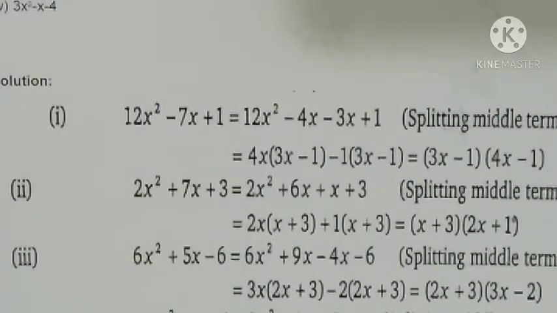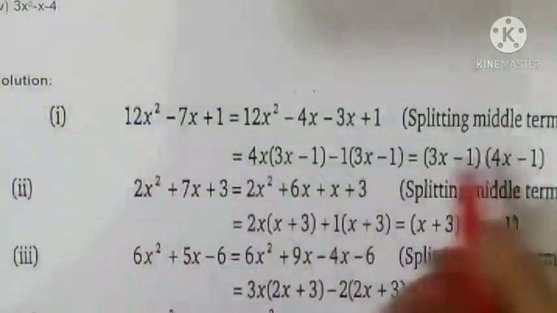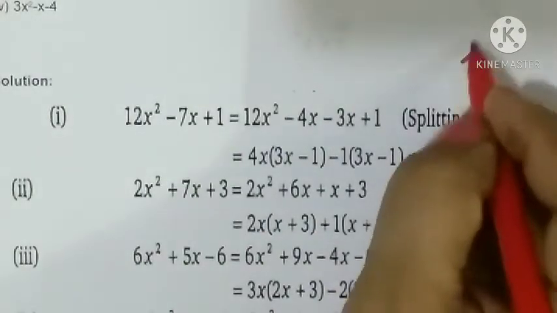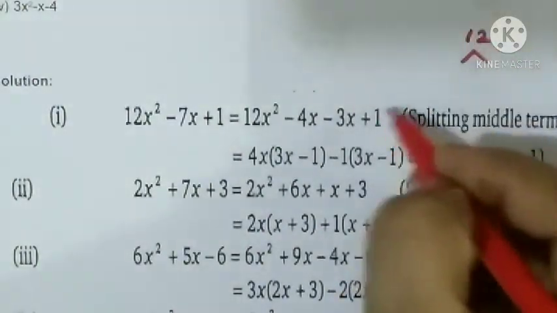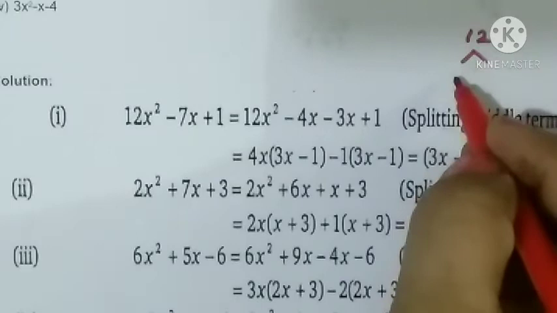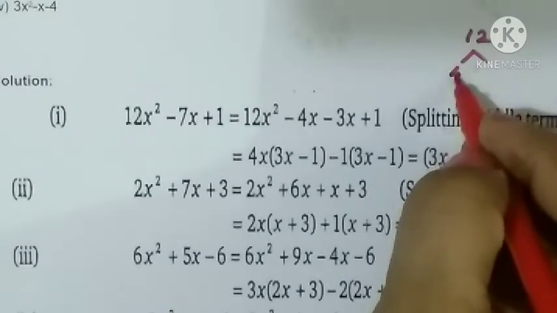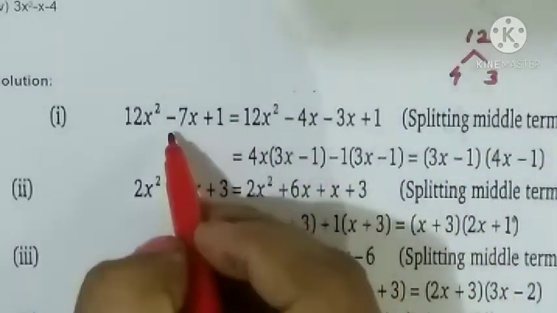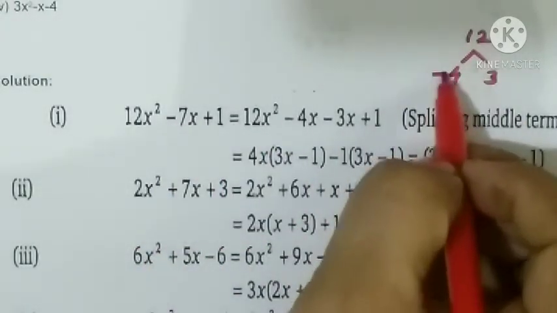First question is 12x square minus 7x plus 1. That means the product equal to 12 and sum is equal to minus 7. So already we have learned this method many times. What is that called? Splitting the middle term. So we should find the factors of 12 and 1. What are the factors? 12 and 1 product we should take, and the factors of 7 we should write, 4 and 3.